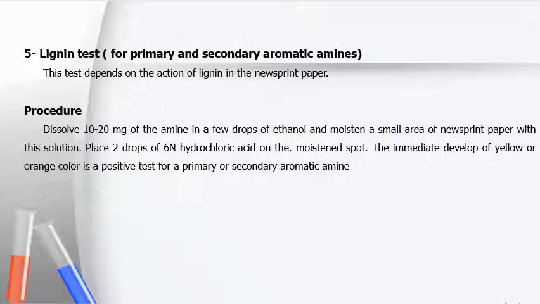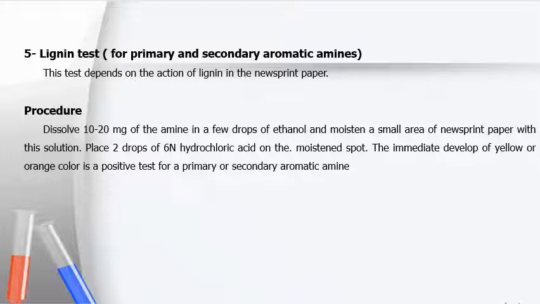The fifth test is the lignin test for primary and secondary aromatic amines. So this is a specific test. This test depends on the action of lignin in the newspaper. So we should use a newspaper in this test because it will change the color of that newspaper. So we need to know the material of that newspaper, what it has.